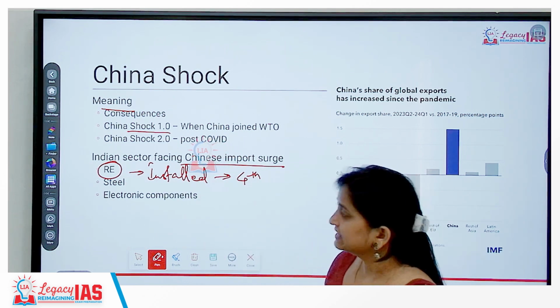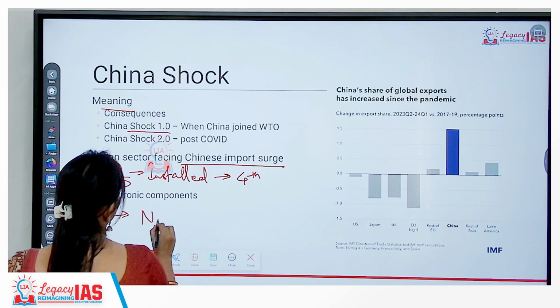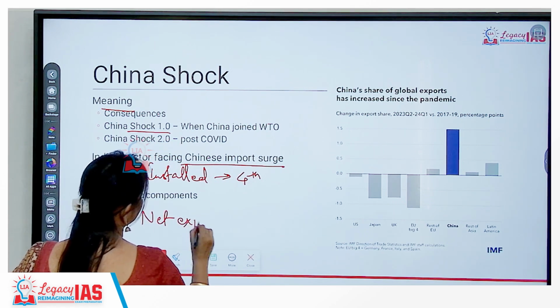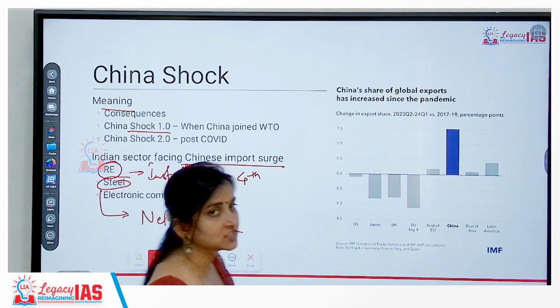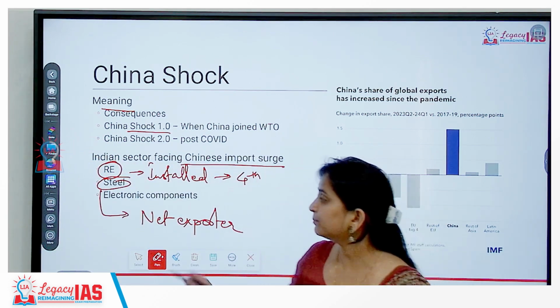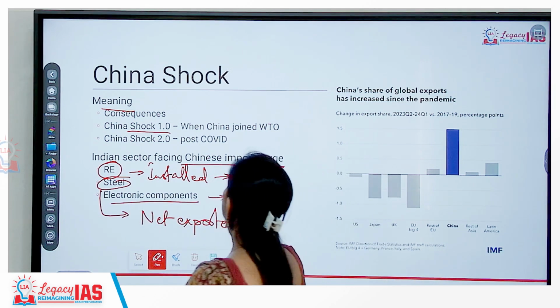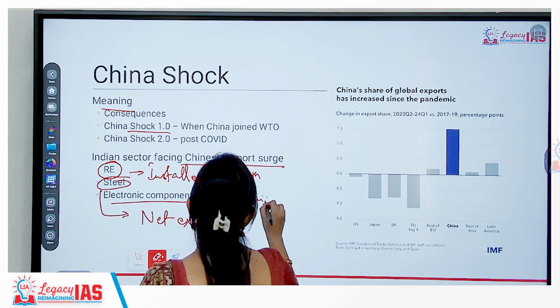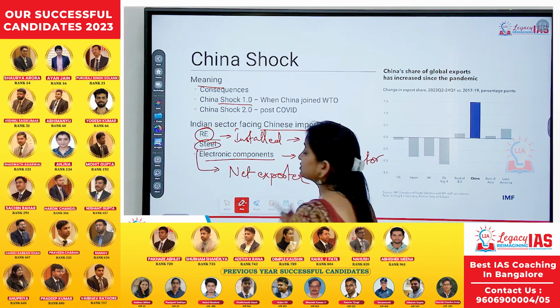Okay? Secondly, steel, in which India is a net exporter. We are a net exporter. Despite this fact, in the past 10, 15 years we have seen a surge of Chinese import in this sector. And third important sector is the electronics component. In electronics component, the problem is that semiconductor chip manufacturing India is not carrying out. So therefore we need to depend upon the Chinese goods for import.